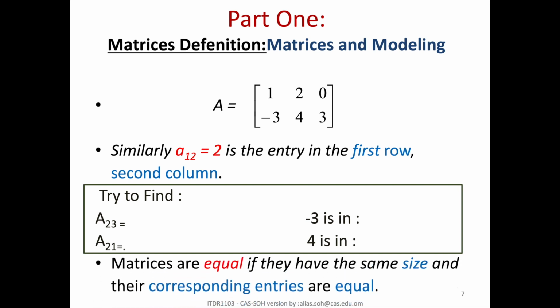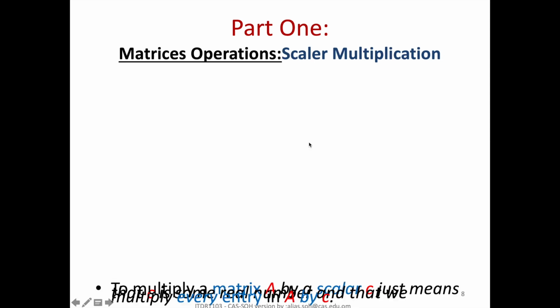Alright, so 2 matrices can be equal if they have the same size and the corresponding entries are equal. What do we mean by corresponding entries? We mean that A11 in matrix A should be equal to B11 in matrix B, which is the entry in the first row, first column in the 2 matrices, as well as the rest of the entries. Therefore, we can call the 2 matrices equal.